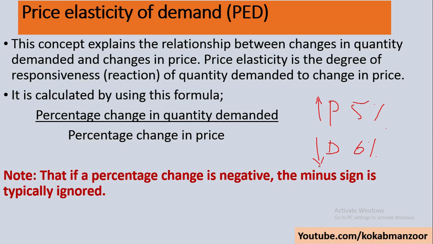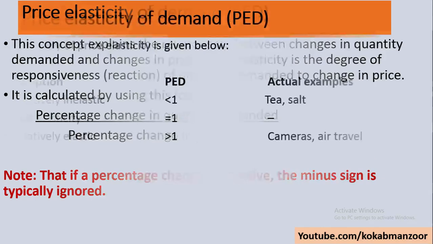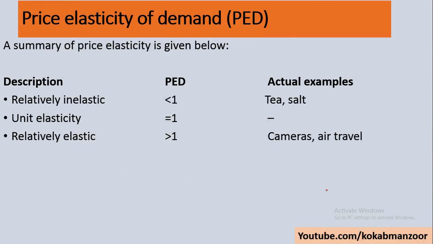Just one point to remember: if the answer is negative, we ignore the minus sign. Why ignore it? Because by default there is a negative relationship between price and demand. Clear? So there are 3 degrees of elasticities. One is called inelastic or relatively inelastic, second is unitary elastic, and third is relatively elastic.